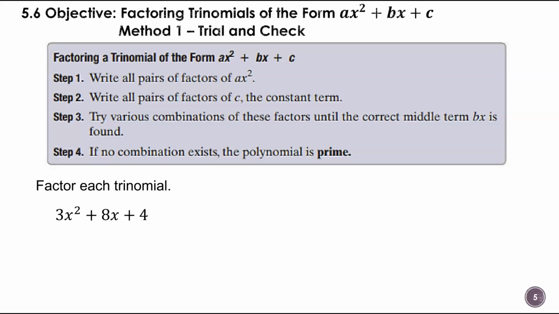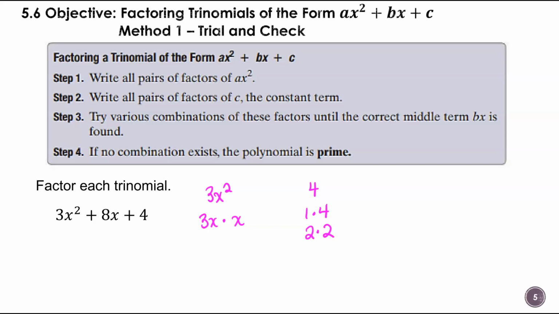Okay, so here's what we do. Write all the pairs of factors of ax squared. Let's start out with 3x squared, and we already discovered that it's going to be 3x times 1x, and that's it for that one. Then write all the pairs of factors of c, the constant term. In this case, c is 4, and 4 would be 1 times 4 or 2 times 2. Those are the factors that we would have to try.